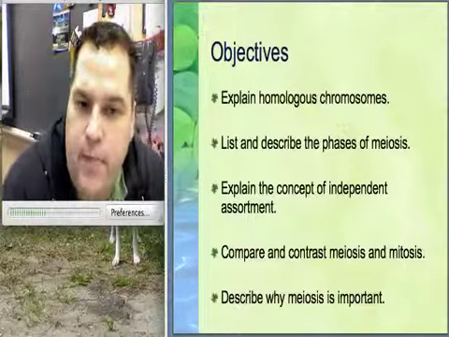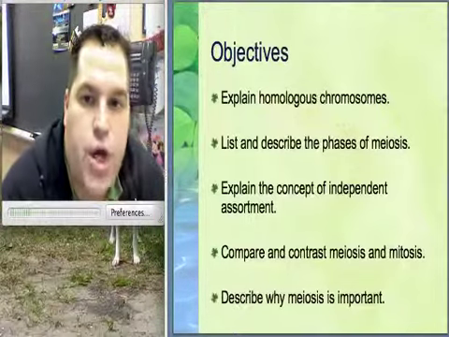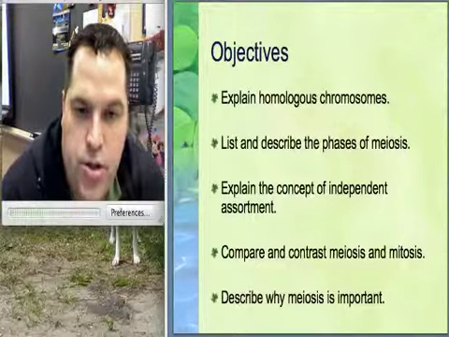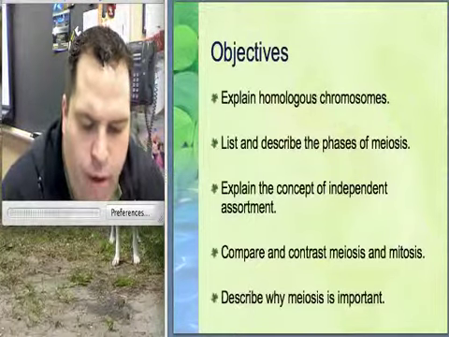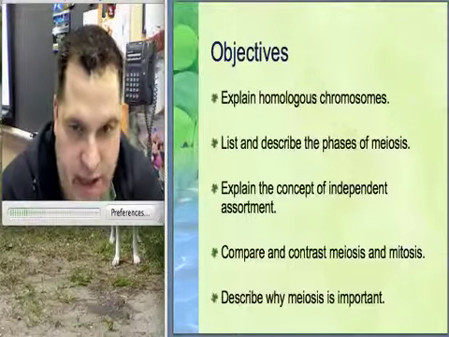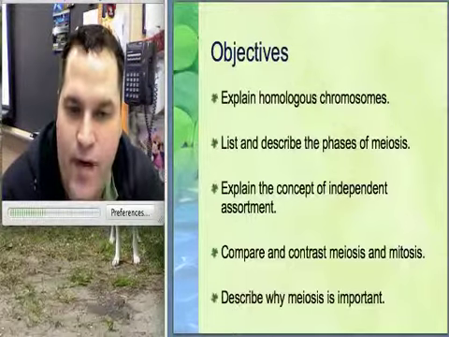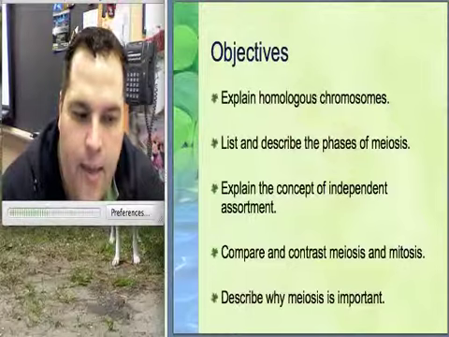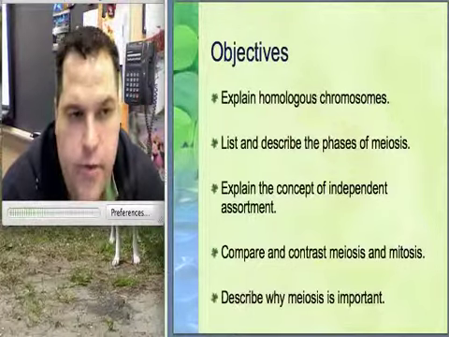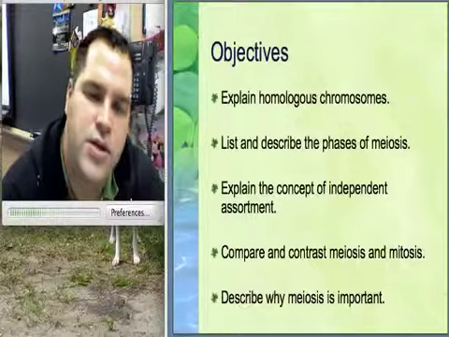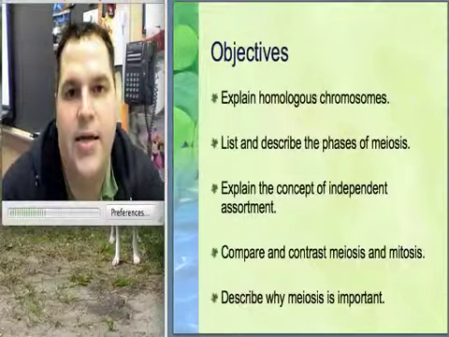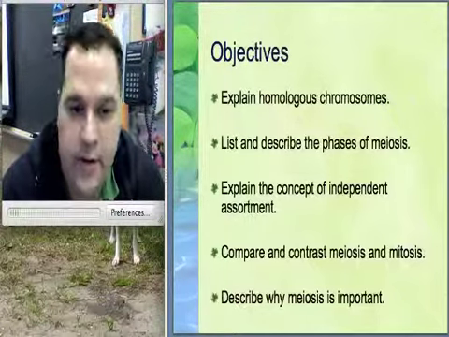The concept of independent assortment is as follows. When we produce our gametes, what chromosome goes into which cell is completely random. That's why in metaphase 1, they line up, and maybe one will go one way and one will go the other, and that's okay, because the final result is a sex cell that's going to ultimately be different than the parent cell.